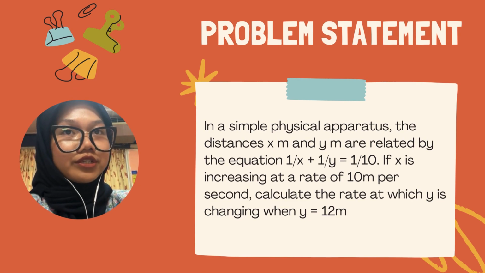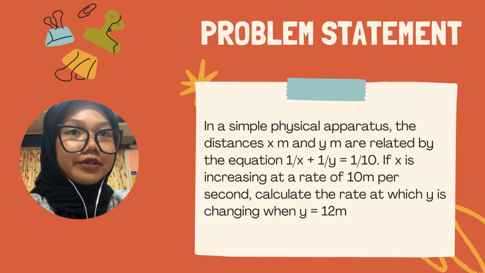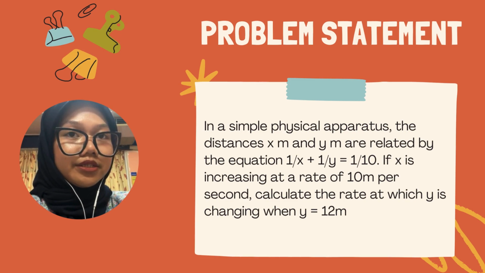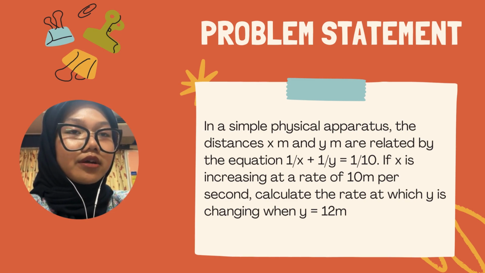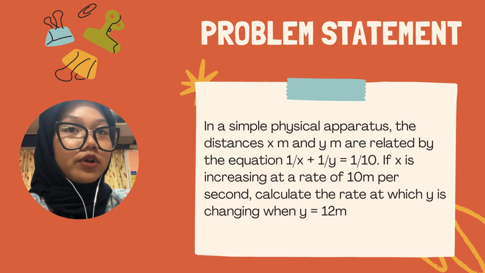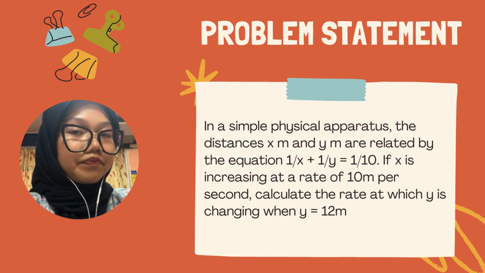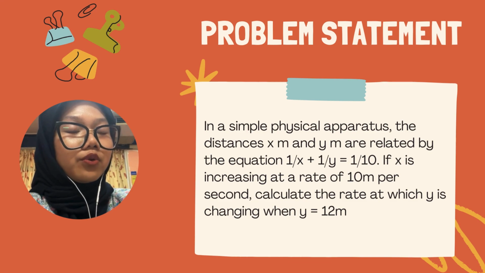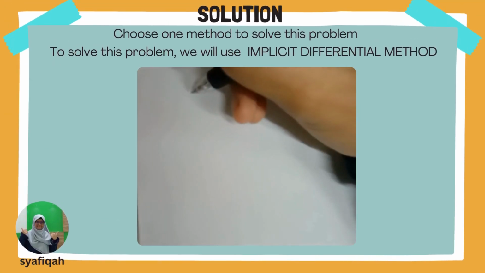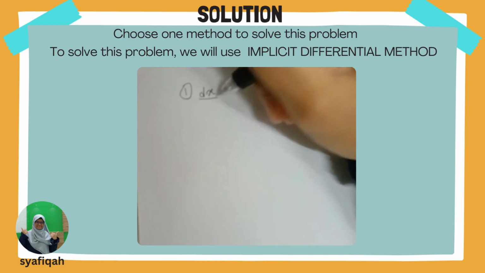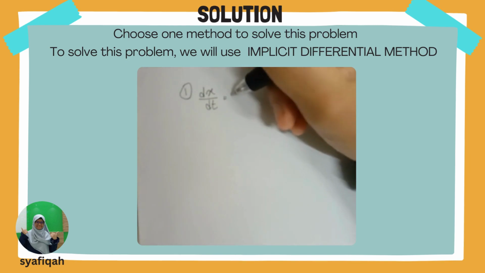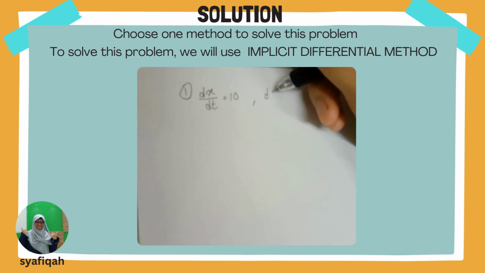So moving on to the problem statement. In a simple physical apparatus, the distances x meter and y meter are related by the equation 1 over x plus 1 over y equals 1 over 10. If x is increasing at a rate of 10 meters per second, calculate the rate at which y is changing when y equals 12 meters. So given dx over dt is 10, we need to find dy over dt.